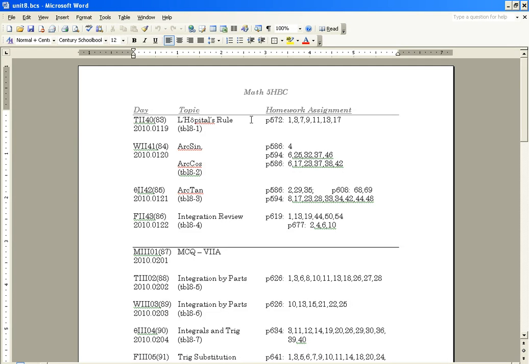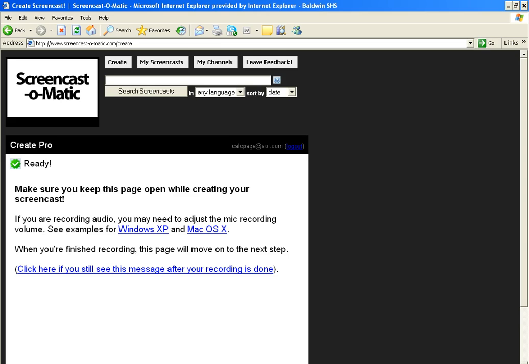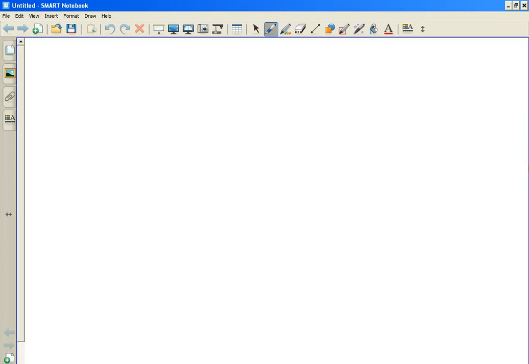It's Tuesday. It's the 19th, and we're doing L'Hopital's rule. Kindly consider the following limit. Find the limit as x approaches 1 of x to the 4th minus 1 over x minus 1. How do you do this limit?